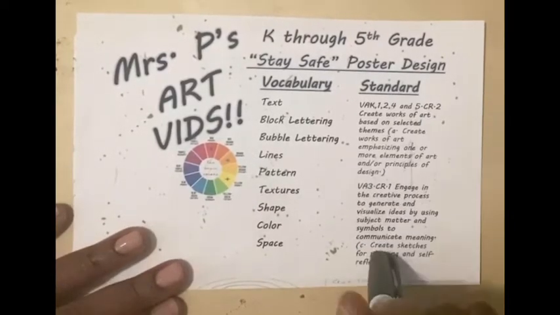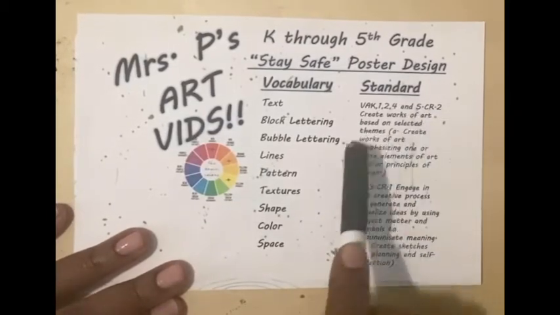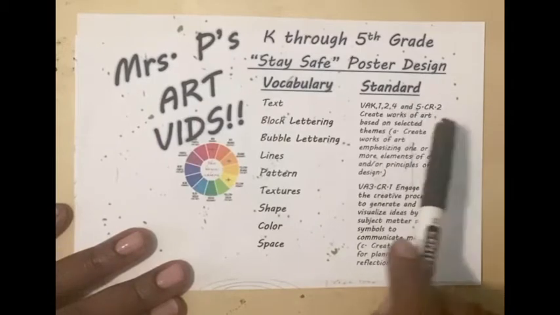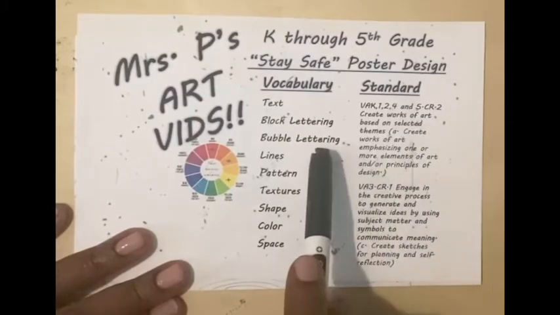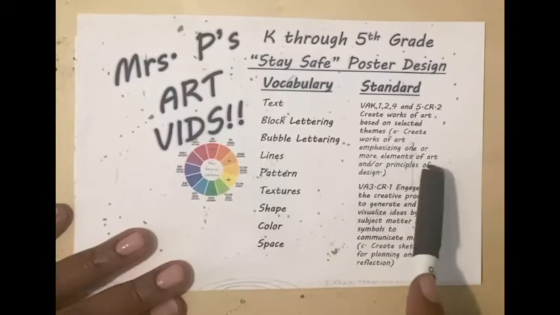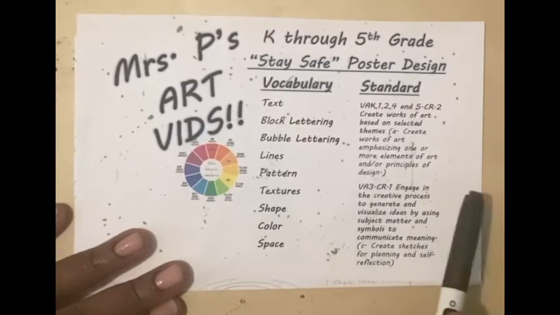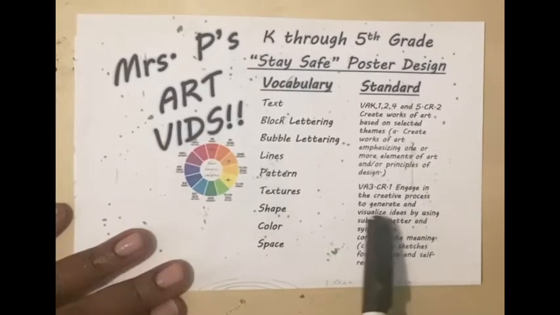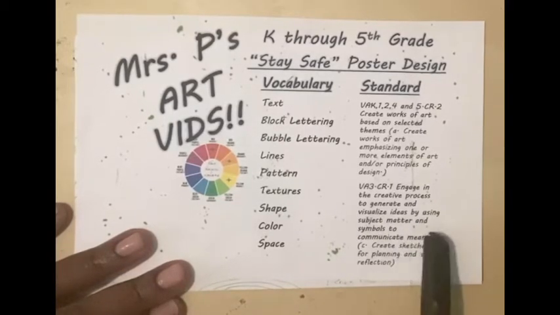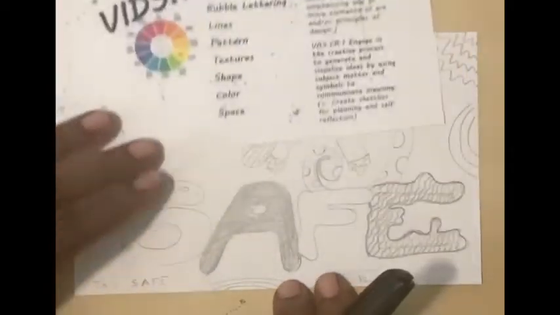We had a couple of standards for kindergarten, first, second, fourth, and fifth. It is CR2, that's creating. Create works of art based on selected themes. Creating works of art emphasizing one or more elements of art or principles of art and design. So that's what we just talked about. For our third grade artists, it's CR1, creating one. Engage in the creative process to generate and visualize ideas by using subject matter and symbols to communicate meaning. So that communication of meaning is definitely something that we're focusing on with our advocacy work.